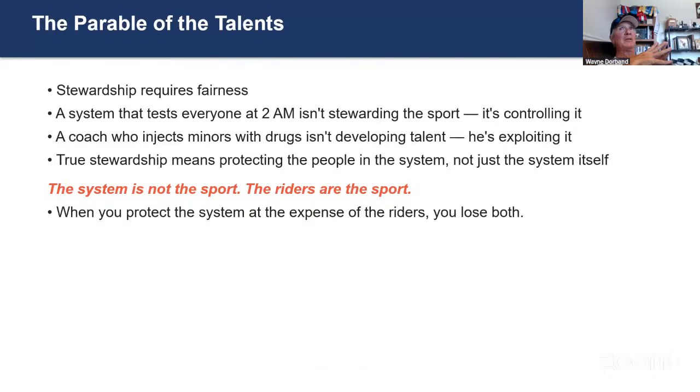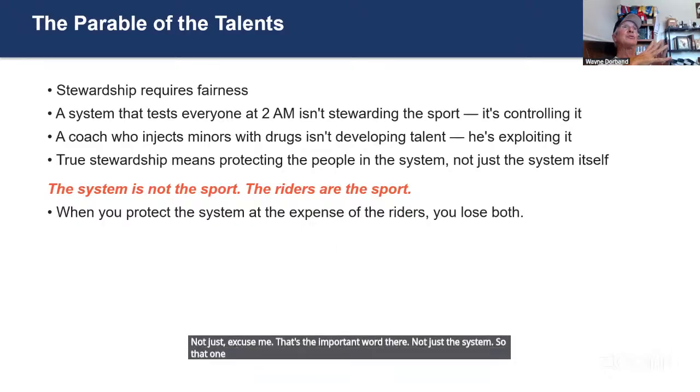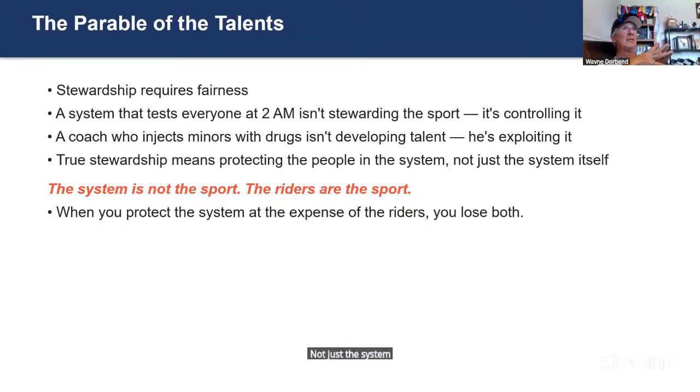Not just, excuse me, that's the important word there, not just the system. So that one I'm going to repeat again. True stewardship means protecting the people in the system, not just the system itself. The system isn't the sport, the riders, the farmers, the ranchers, the green builders, the water quality protectors. They're the ones that need to be protected. When you protect the system at the expense of the riders, this is a cycling example, you lose them both.